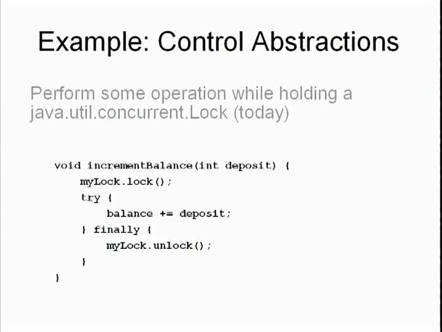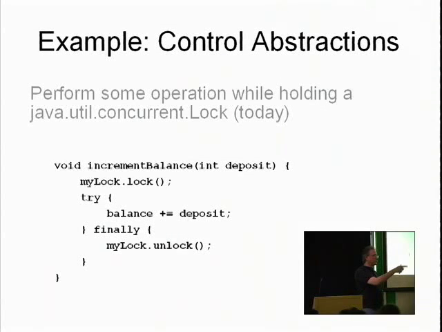But you know what? On modern VMs, allocating a new object is just bumping a pointer. Memory allocation and garbage collection are very, very cheap, especially when the garbage is very transient. This is the sort of thing you have to write to use the locks that are part of the concurrency framework. Yeah, there's one more question.